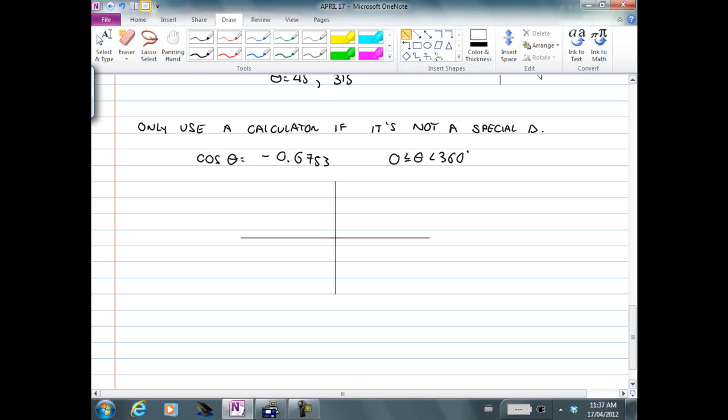I'm in quadrant 2. Do it. I'm also in one more quadrant. Quadrant 3. But the problem is, it's not a special triangle, so I've got to use my calculator. And this goes back to something in grade 10. How do you get rid of cos to get theta by itself?